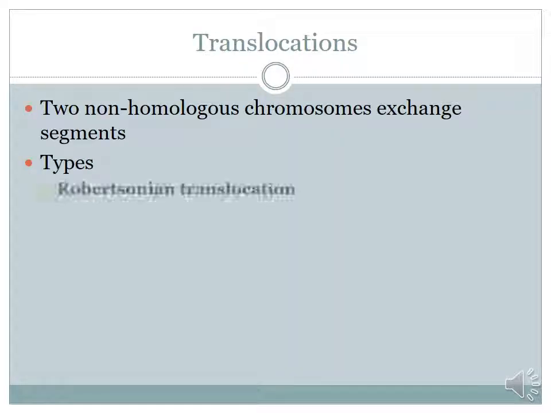Now let's look at translocations. Translocations are where 2 non-homologous chromosomes exchange segments. There are 2 types: Robertsonian translocation and reciprocal translocation.